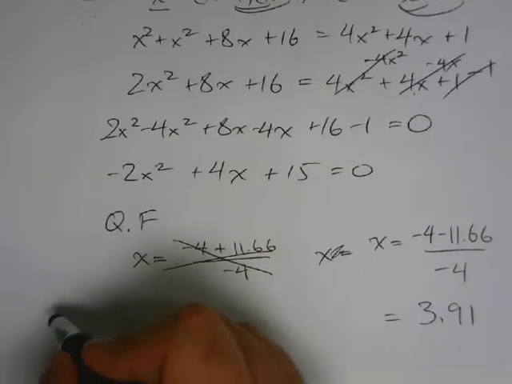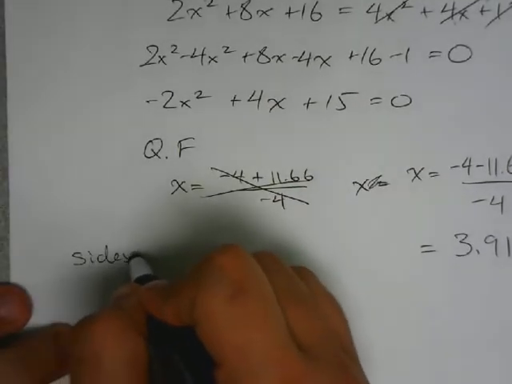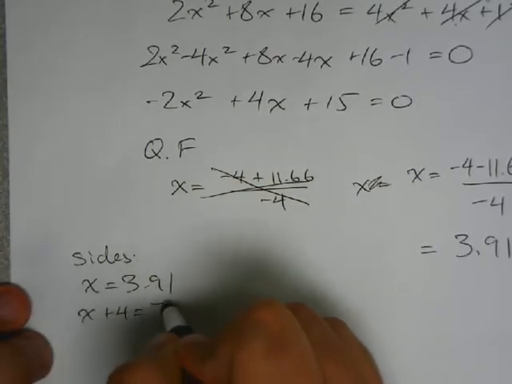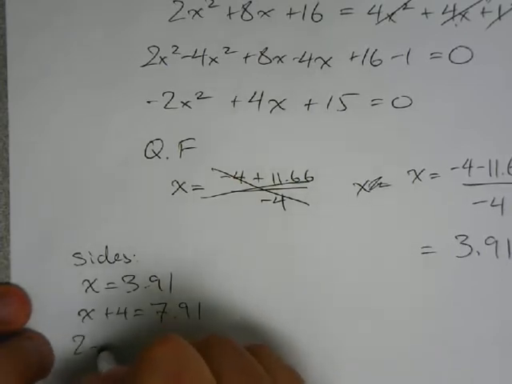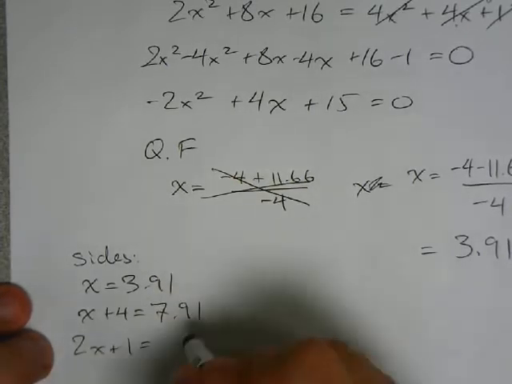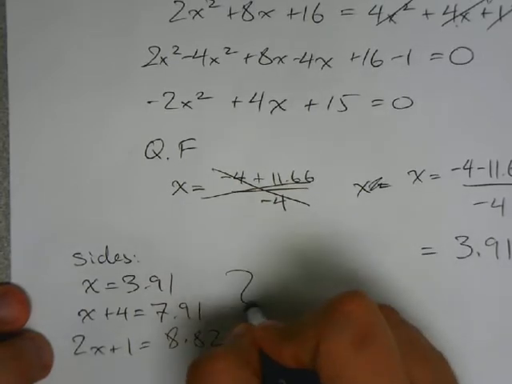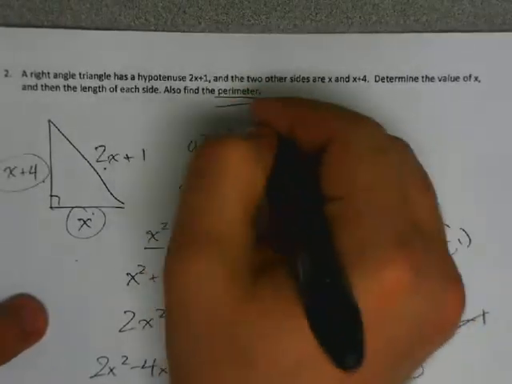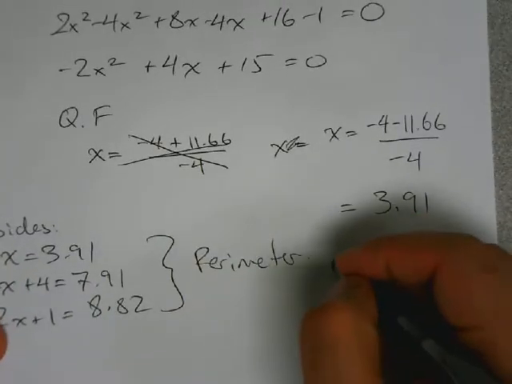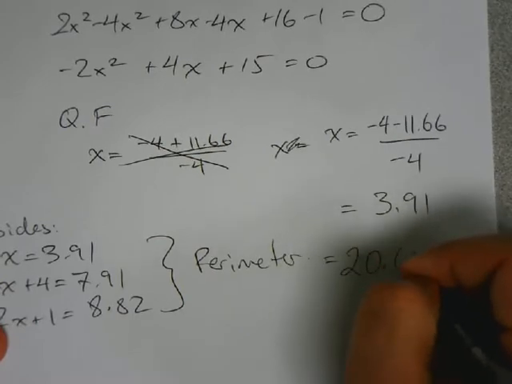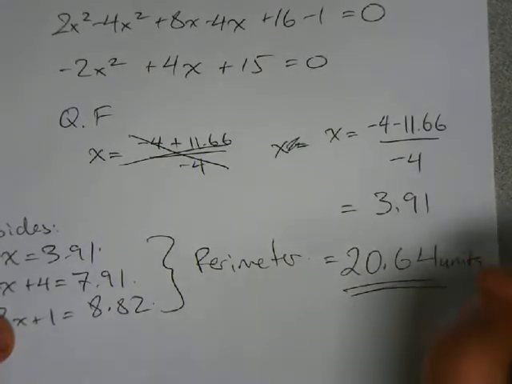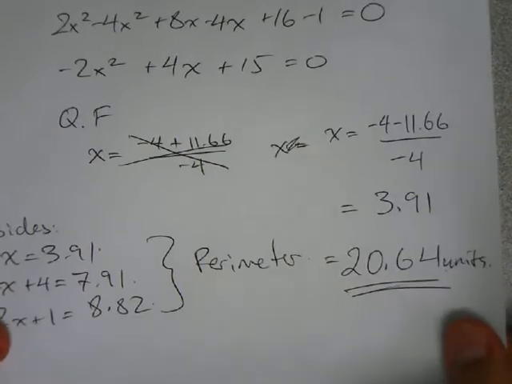So that means that the sides are x plus 4, and 2x plus 1, which is 8.82. And that means the perimeter, which was the final question, is 20.64. So I would just add all three together. All right? So it's 20.64. And we can just call them units because there's no units assigned. Okay, so that's that one.